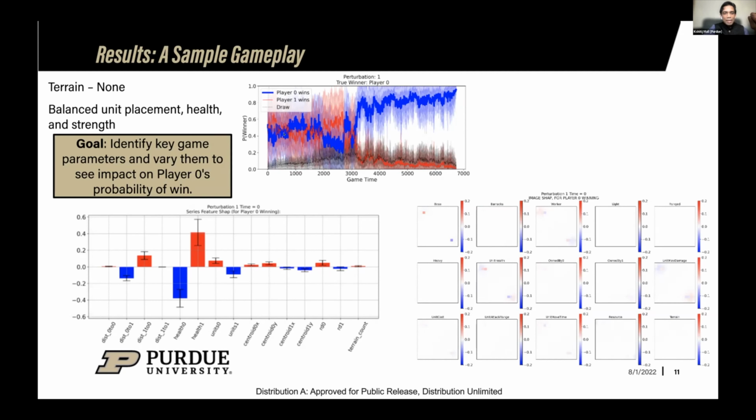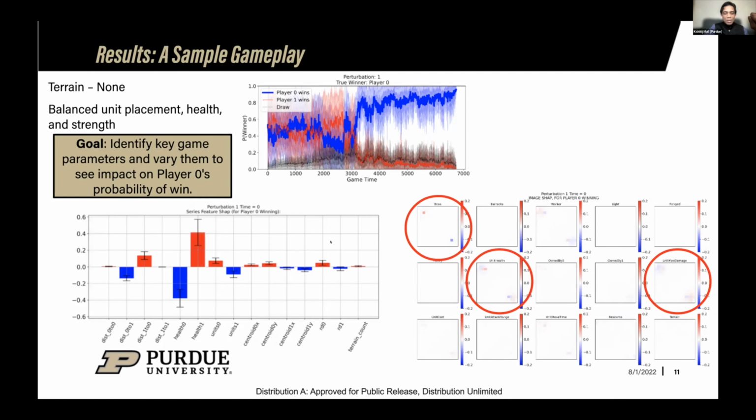So for this particular game, we said, okay, things are balanced. And what we need is to identify some of the key game features. For example, the position, base location, the number of units, or the damage rate, or the health of these units. So those were identified as some of the main features.